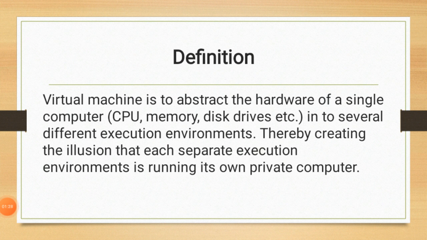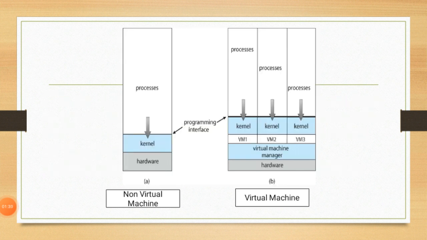Okay, so this is the diagram of the virtual machine and the non-virtual machine. In the non-virtual machine, as you can see here, there is the normal hardware, and in between the hardware and the processes, in the OS, as we have studied, the kernel is there. So the kernel interfaces between the hardware components and our execution parts.